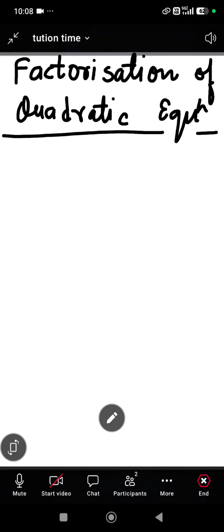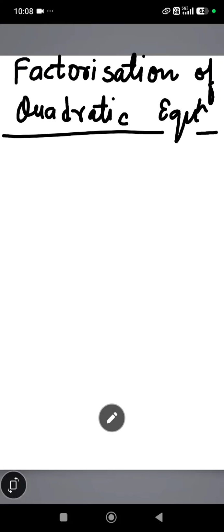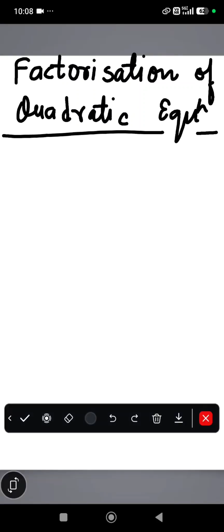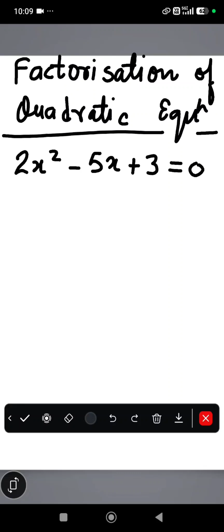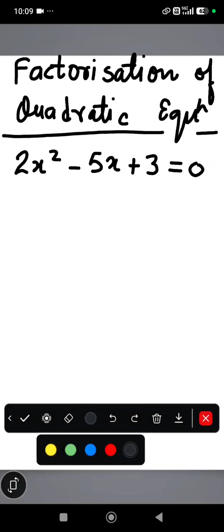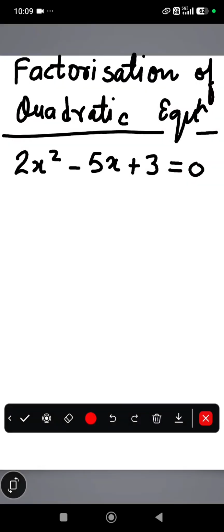Quadratic equation by the middle term split method. Okay, very easy. We already discussed this method in class 8, correct? Yes. So the first question is 2x² minus 5x plus 3 equals 0. We are starting with this example. So listen, what is the middle term split method?